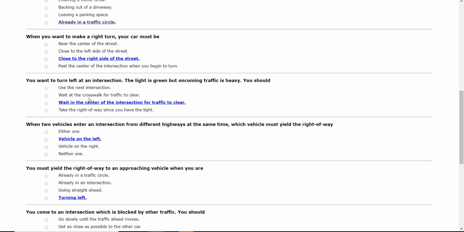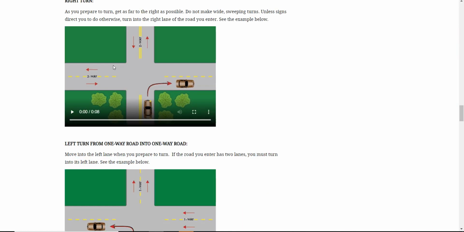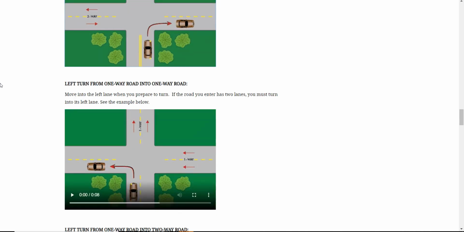When you make a right turn, the car should be close to the right side of the street. So they say this video shows how to do that. Let's see the video. They say that you're coming here and you turn right, and you have to be on the right side.